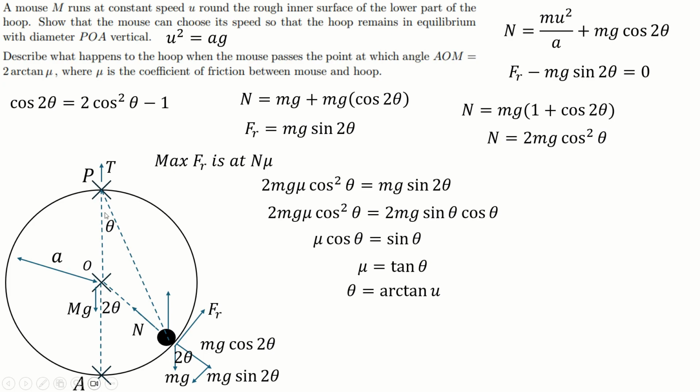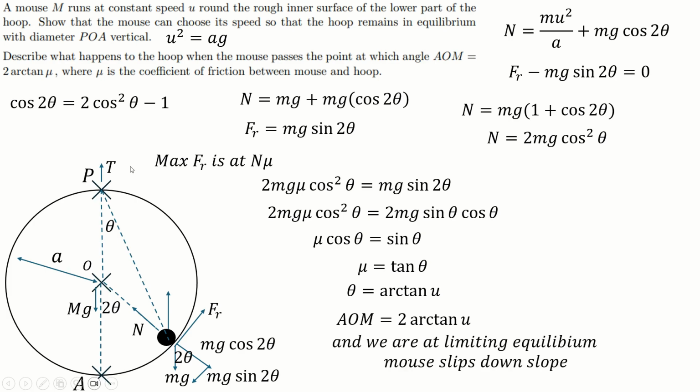But then you can remember, of course, that means they're describing the angle AOM, which is this angle here, which is twice theta. So I just need to double this and say at 2 arctan mu, we are at the point of limiting equilibrium. So if we pass that point, friction is not going to be able to hold the mouse in place, and the mouse will start slipping down the slope.